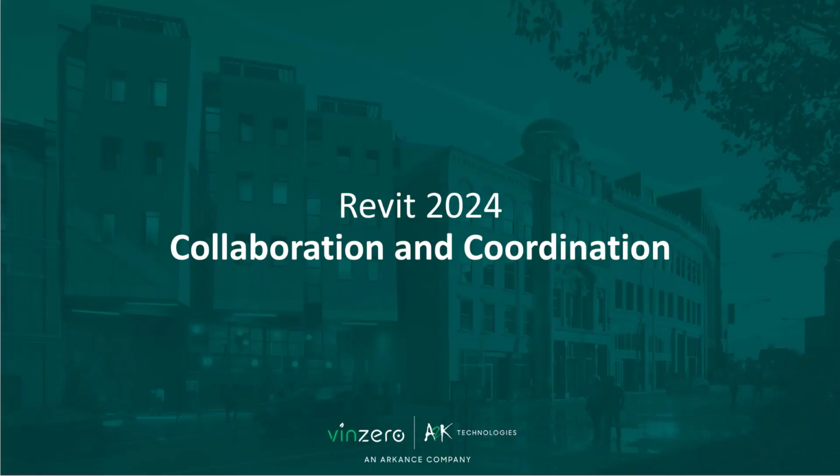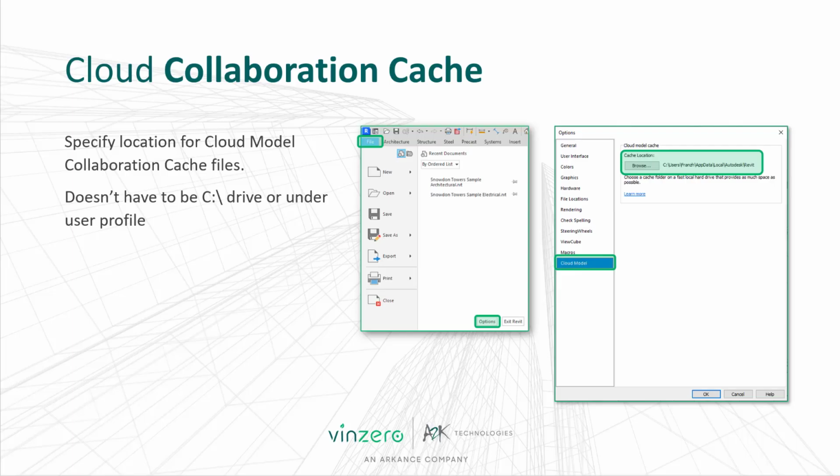Collaboration and coordination. The cache file location where the cloud models are stored can now be specified. This location can now be placed in different locations apart from your C drive.